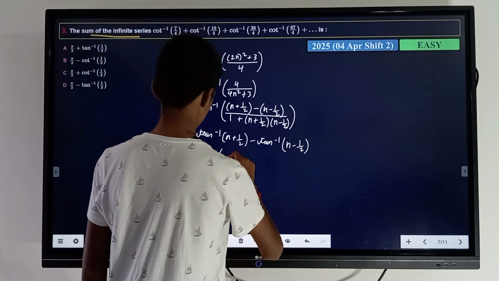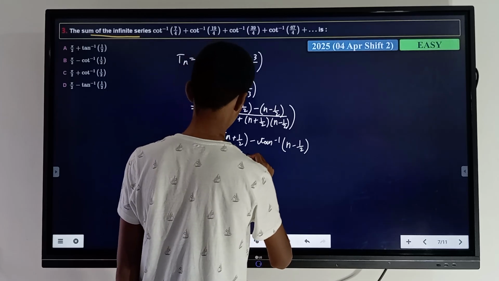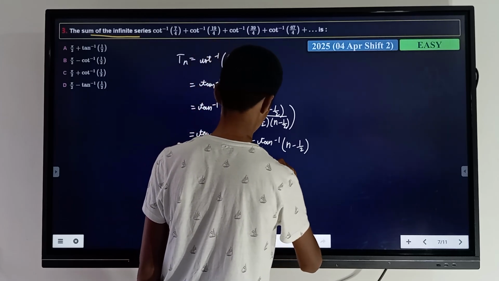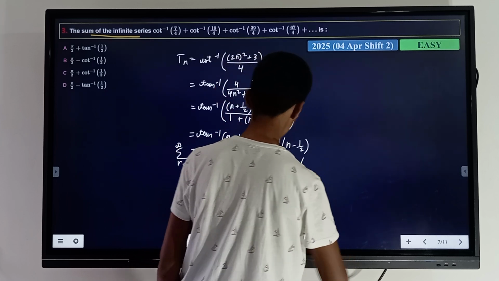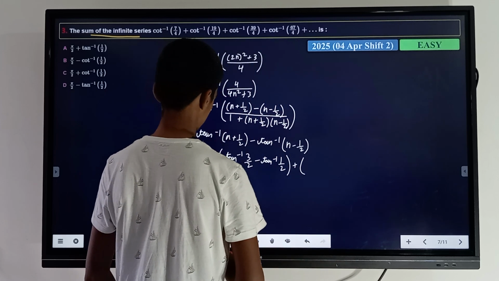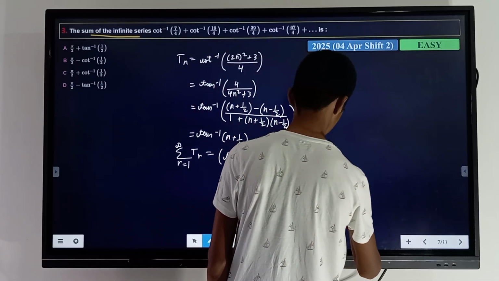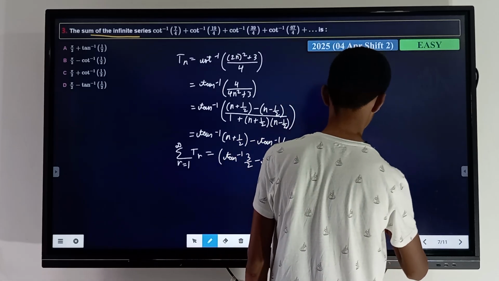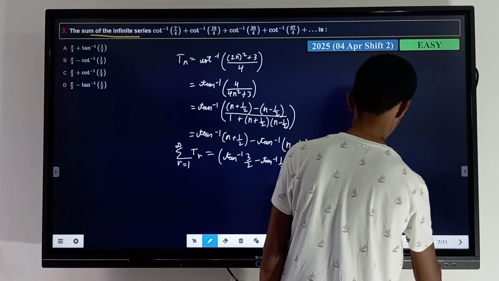we can write this as tan inverse 3 by 2 minus tan inverse half plus tan inverse 5 by 2 minus tan inverse 3 by 2 plus dot dot dot.